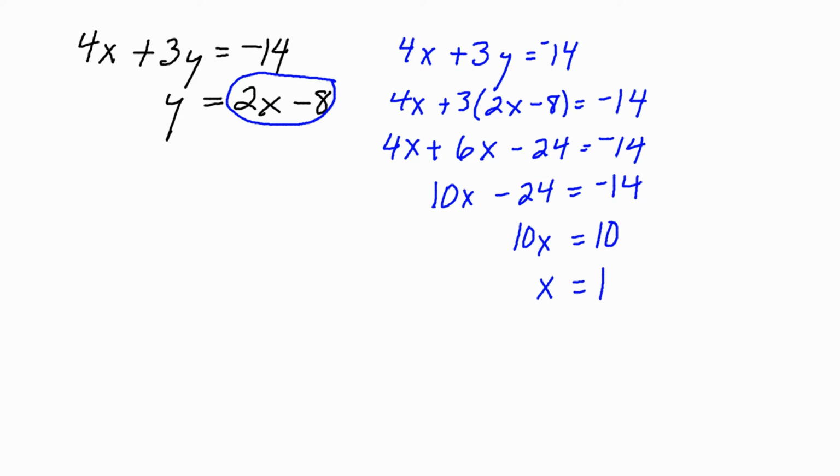Now to find y. Since y equals 2x minus 8, y equals 2 times 1 minus 8. Since 2 times 1 is 2, 2 minus 8 gives us negative 6. Our answer is 1, negative 6.